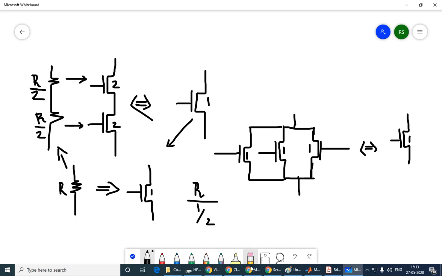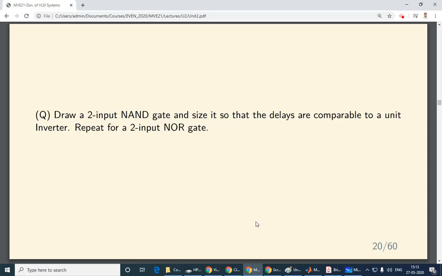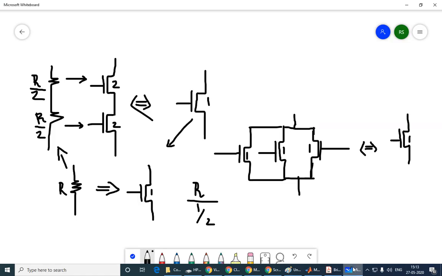Now why is all this important? We have to go back to our question. What is the question? Two input NAND gate. Size it so that the delays are comparable to a unit inverter. So we will go back to our whiteboard and we will just draw the gates first. Two input NAND and a single inverter, and they should be equivalent to each other. While I'm drawing, you can just think about how we can go about achieving that.